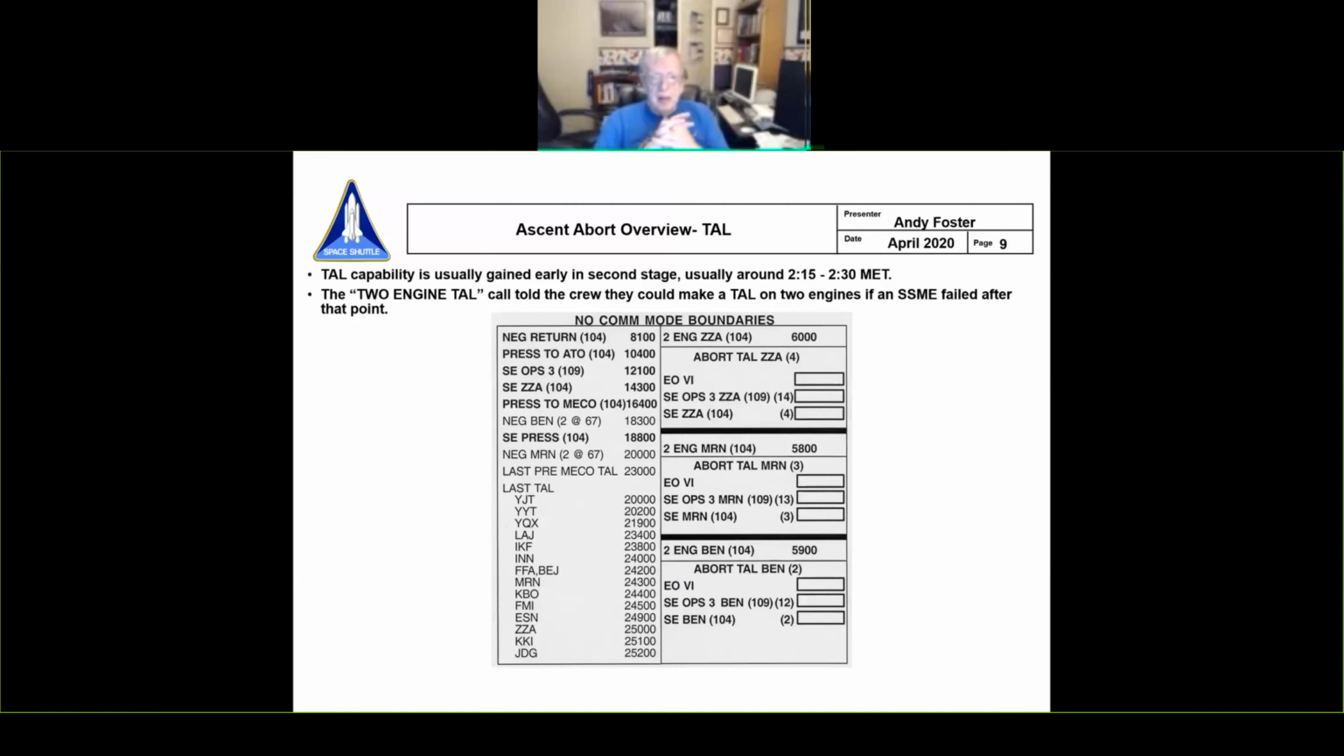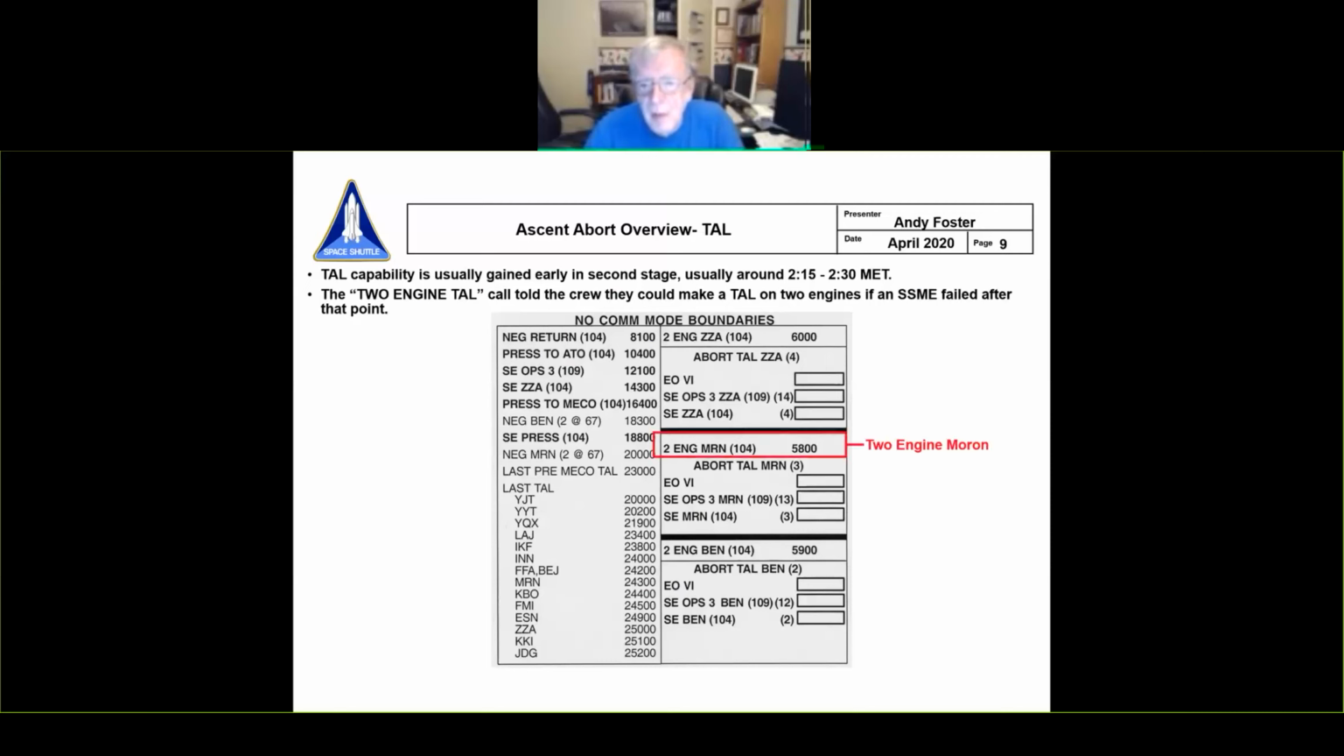So we're going to talk about the TAL calls or the abort calls that you would hear. How did the crew know that they had TAL underneath them? Well, the ground would call them up and give them a call, and that call would be 2-engine TAL, and we'll show you a little more about that. That told the crew that if you lose a main engine right here, you can just go TAL and you can make it. Usually you get TAL capability right after staging at 2 minutes and 15 to 2 minutes and 30, maybe a little later in some flights, but that's a general range for when it would happen.